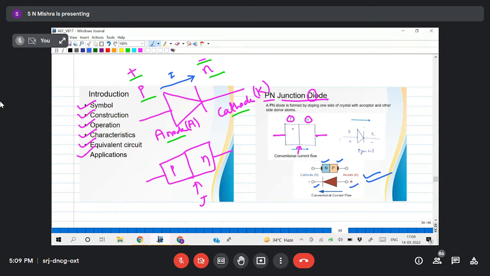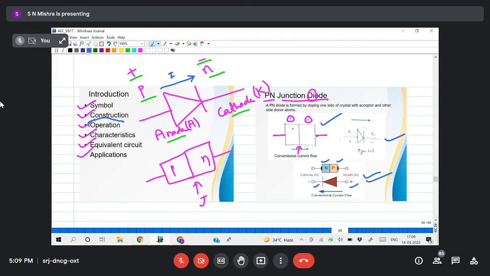So this is the construction or structural view. This is the symbol, and the notation we use is written here. Is it understood by everyone? Yes, sir. Okay. Now we'll see the operation.